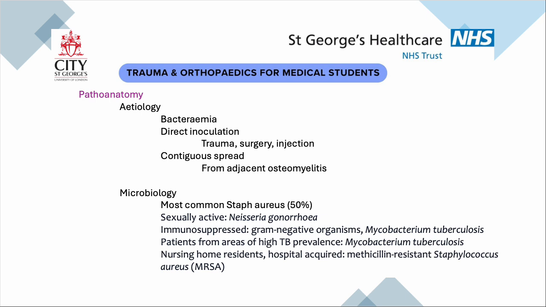The majority are a Staph aureus, but do think about these other organisms. Sexually active patients, gonorrhea, it's uncommon, but it is there. In immunosuppressed patients or patients with populations of high TB prevalence, think about TB. Again, it gives you a slightly different presentation because they don't tend to be very hot, but do think about them. And then think about MRSA as a hospital-acquired form.